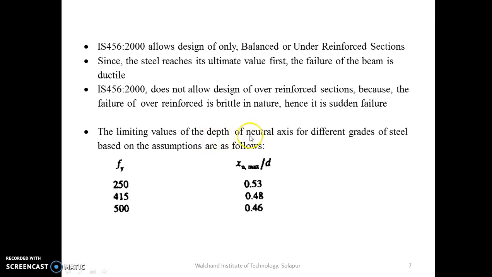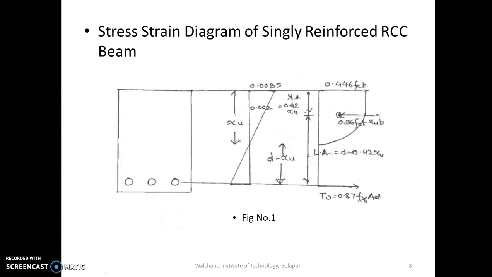So the next is the limiting values of the depth of neutral axis. Based on the different types of steel, for mild steel it is 0.53 Xu max by d, and for Fe415 it is 0.48, then for Fe500 it is 0.46. Now this will give us a stress strain diagram of a singly reinforced RCC beam. Singly reinforced means reinforcement is there on only one side, that is the tension face. Here Xu is the depth of neutral axis, and here you get the maximum strain, it is 0.0035. Maximum strain allowed is 0.0035.